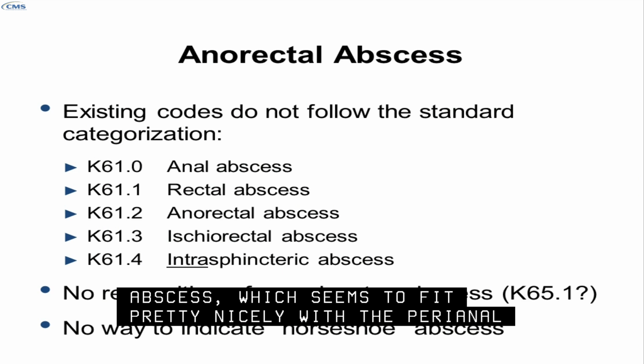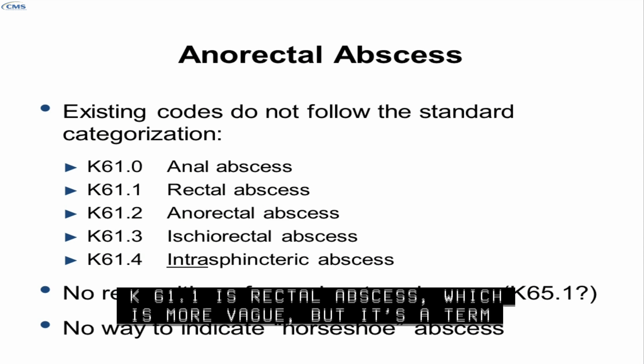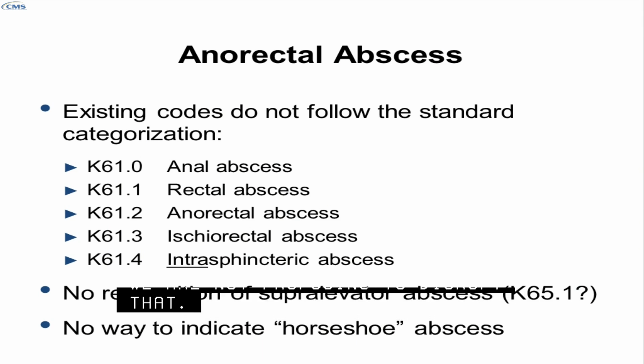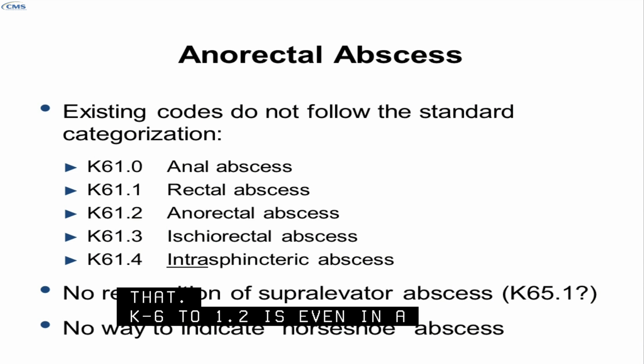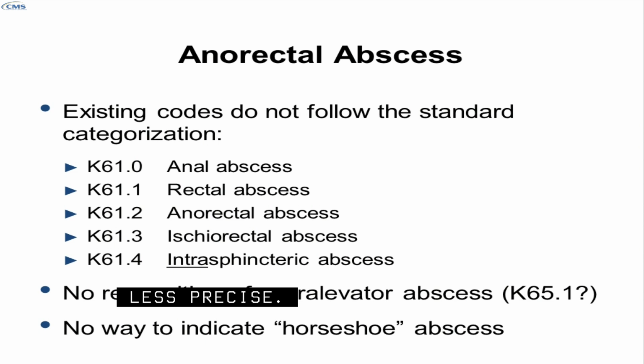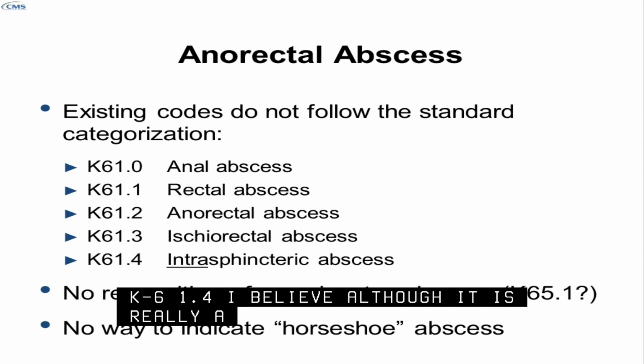K61.1 is rectal abscess, which is a much more vague term, but it is one that clinicians use, and it's already in the existing classification, so we're not proposing to disrupt that. K61.2 is, in a sense, even less precise. The term anorectal abscess really could apply to, I guess, any of the four different varieties that I described. K61.3 nicely matches with the ischiorectal category I previously mentioned.